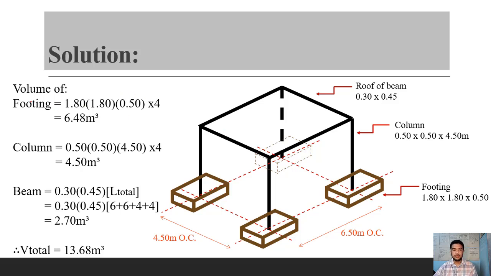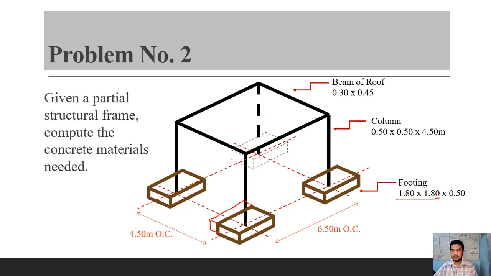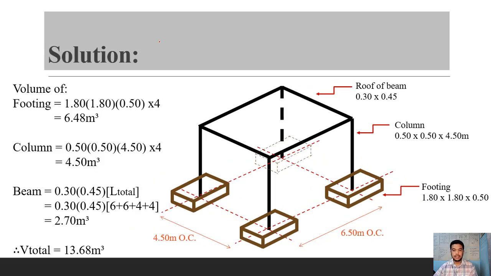So we will start with the footing. The footing will now have 1.8 times 1.8 times 0.5, because that is the proportion. Okay, 1.8. How can we draw that? 1.8 by 1.8.